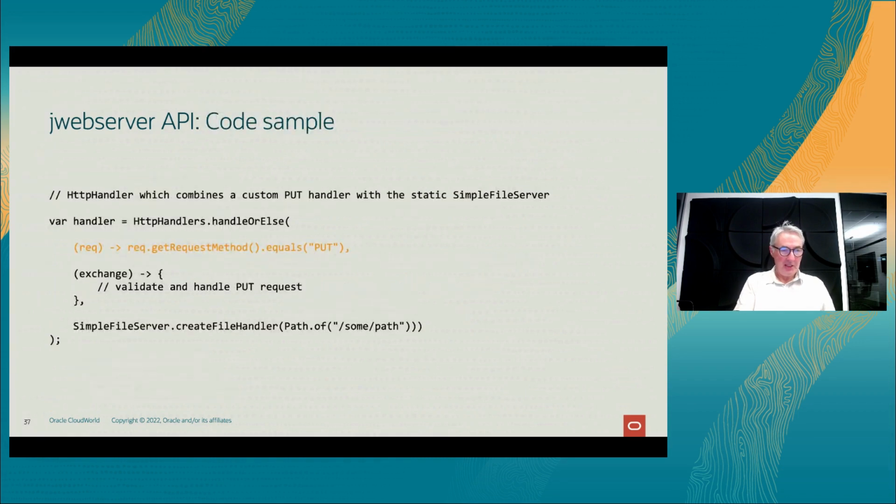So here's an example of this being used. It's an HTTP handler which combines a custom put handler with the static simple file server. What's highlighted at the moment is the predicate. The predicate takes a request and returns true if the request method is put. If the request method is put, then the second parameter, this HTTP handler, is invoked. This is the custom code that would be used to handle the put request.